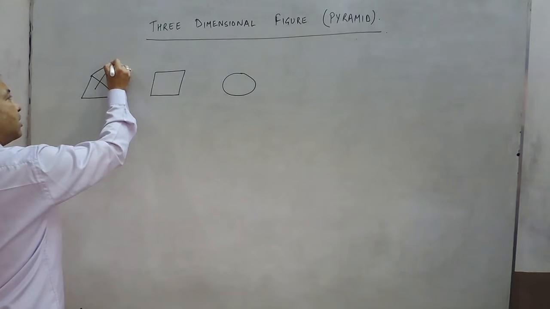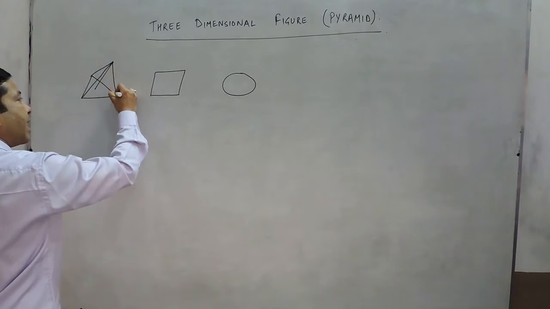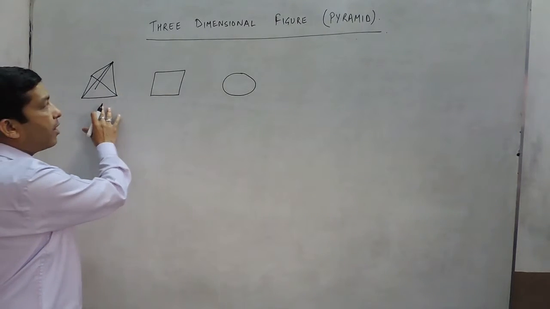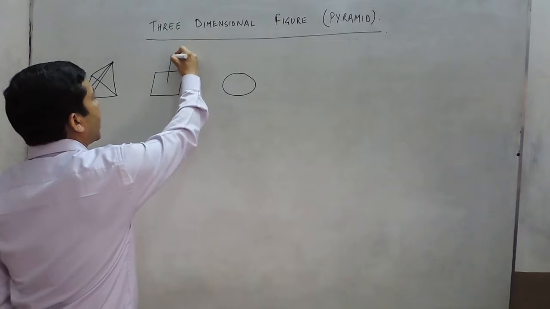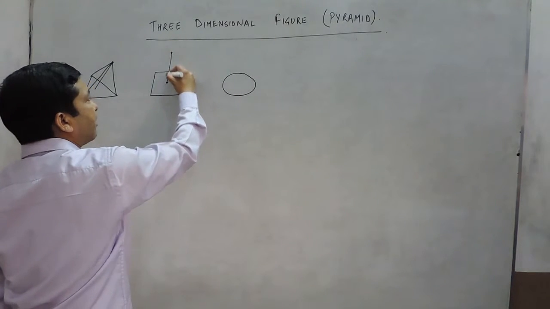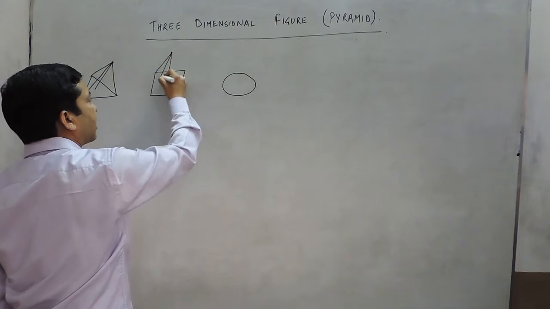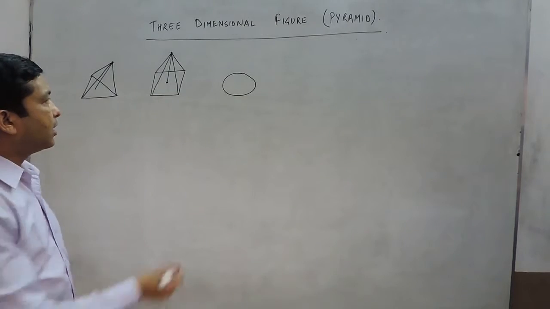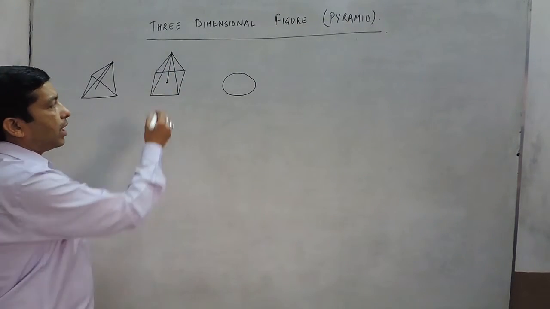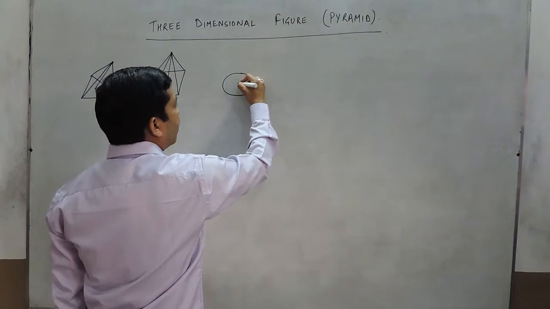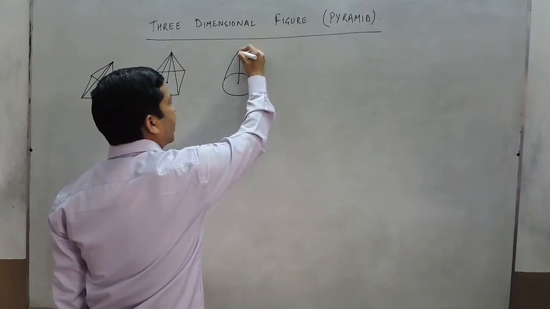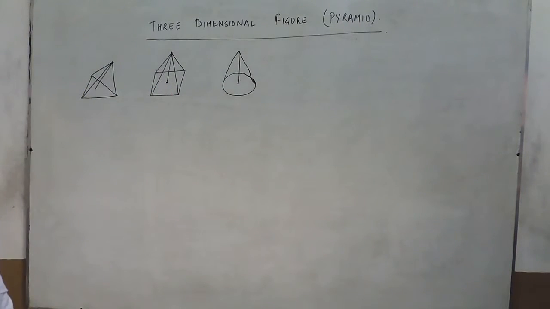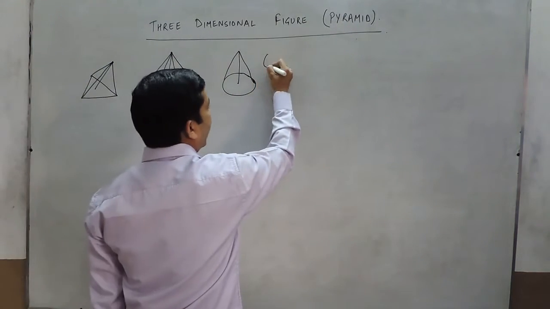If we join the three vertices from this height, then this is basically a pyramid with a triangular base. When we talk about a pyramid with a square base, then again from the center we go to a height and then we attach all the points on the base. This is basically the pyramid with a square base. Again from the center we go to some height and we join the circumference of the circle. This is known as a pyramid with a circular base, and this is also known as a cone.